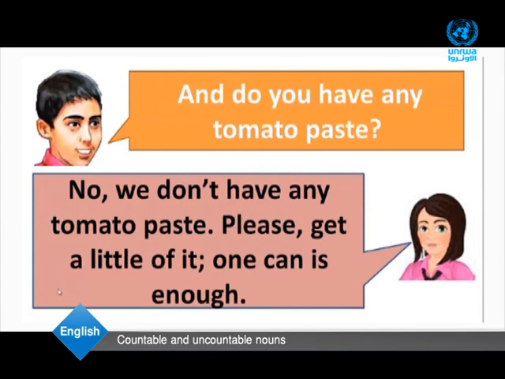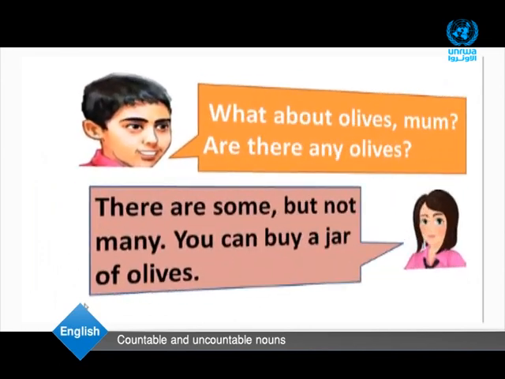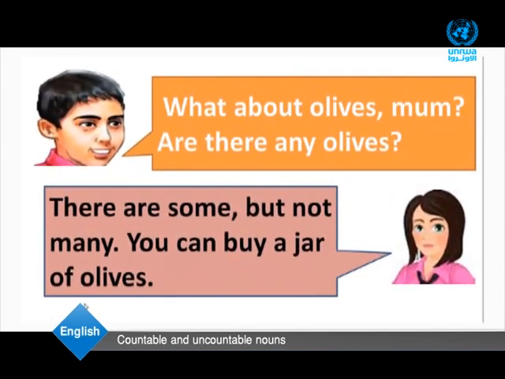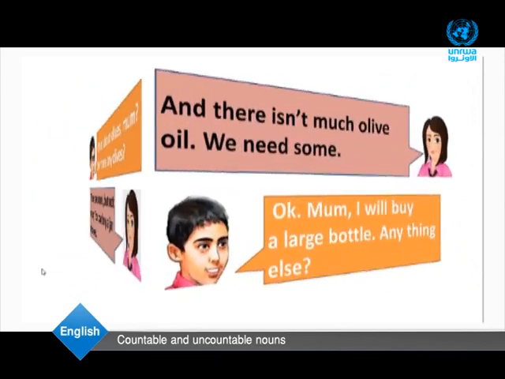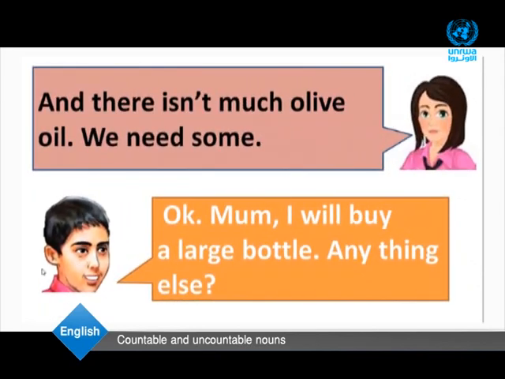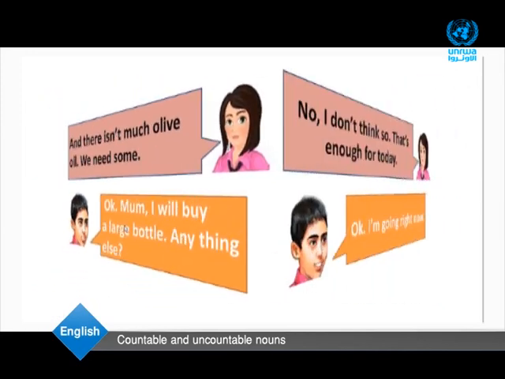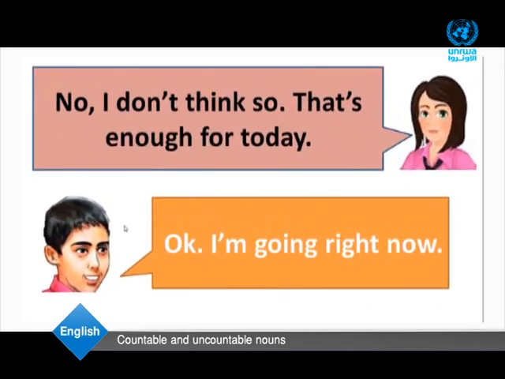1 can is enough. What about olives, Mom? Are there any olives? There are some, but not many. You can buy a jar of olives. And there isn't much olive oil. We need some. Okay, Mom. I'll buy a large bottle. Anything else? No, I don't think so. That's enough for today. Okay, I'm going right now.